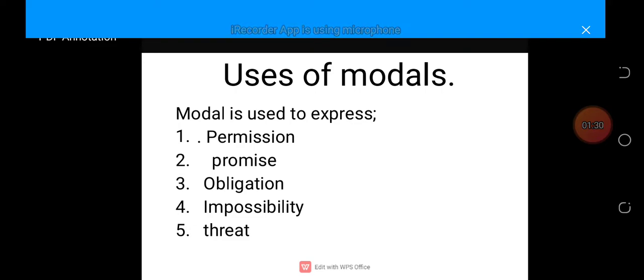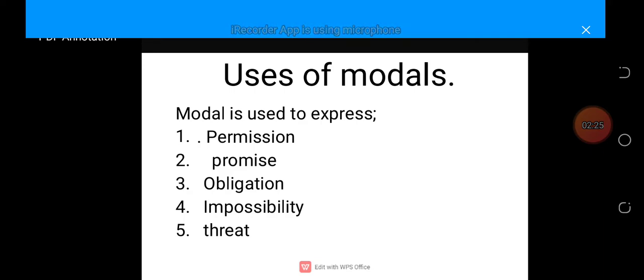For the uses of modals in our lesson today, we want to look at modals used in expressing permission, modals used in expressing promise, modals used in expressing obligation, modals used in expressing impossibility or possibility, and modals used in expressing threats. Very good.